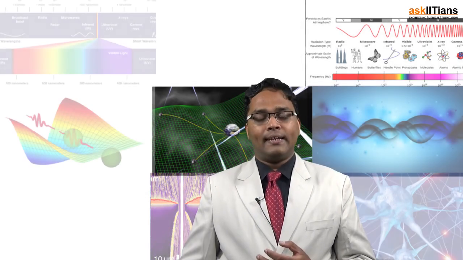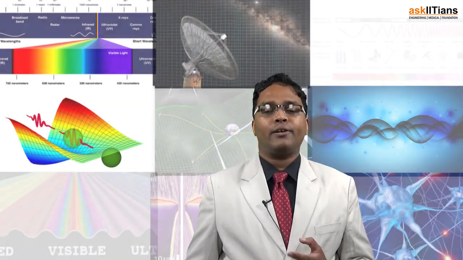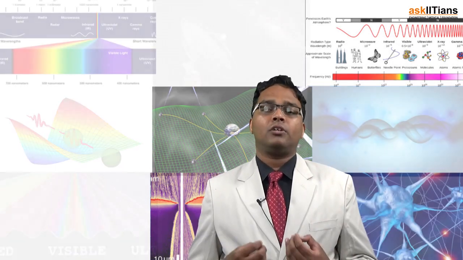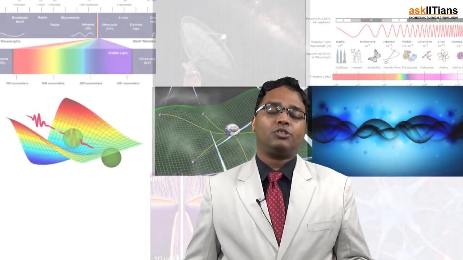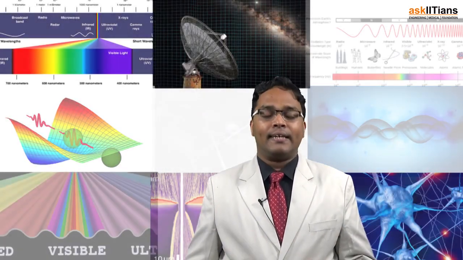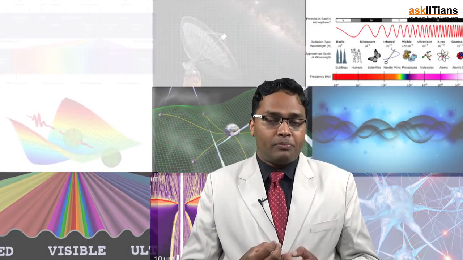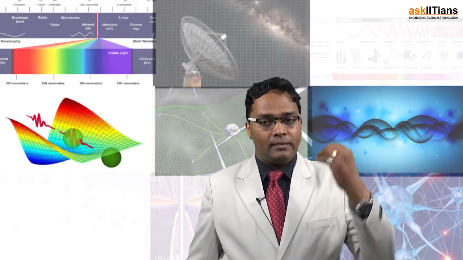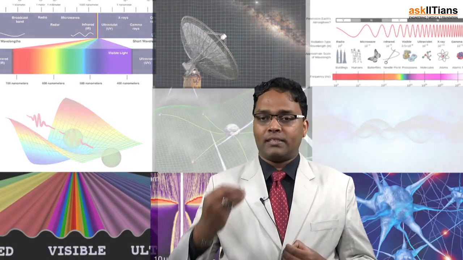So stay tuned for the next part, where we actually try to discuss the Faraday's law and the Ampere's law, and try to understand how exactly these relationships help us in getting the value of the speed of light in a vacuum, as well as the relationship between the maximum value of electric field and the maximum value of magnetic field.